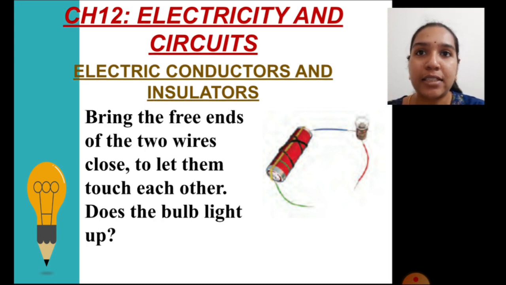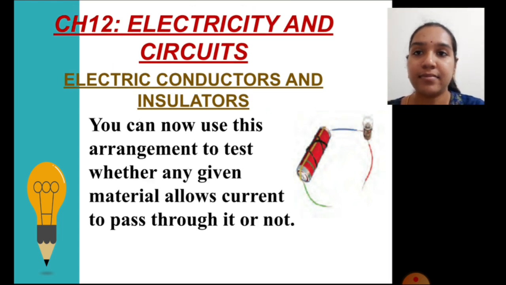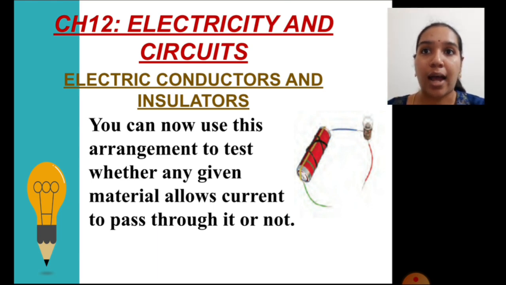Now try to bring the free ends of the two wires close and touch them with each other. Do you think the bulb lights up? Yes, only if the wires are brought from opposite terminals of the electric cell and torch bulb. Now, in the arrangement you see in the image, a circuit is built and the switch is removed, and the free ends of the wire are present to test various materials to know whether they can pass electricity through them or not.